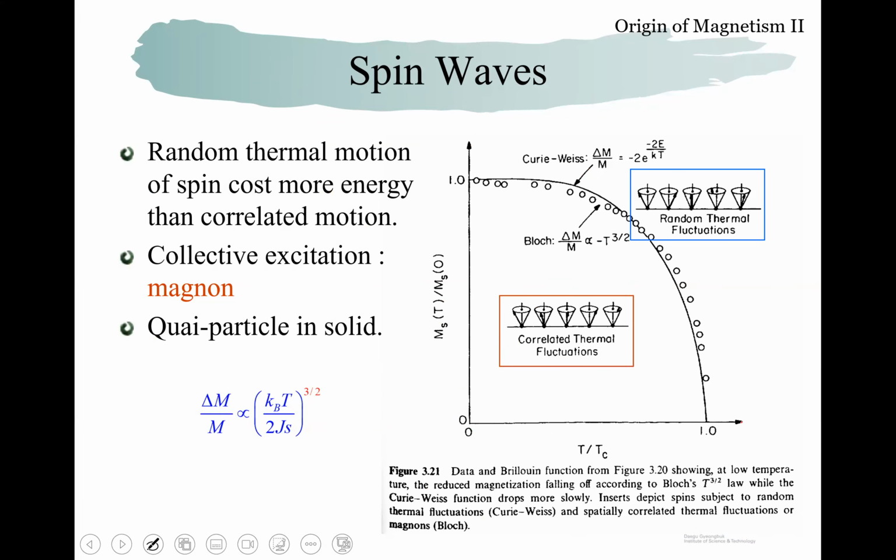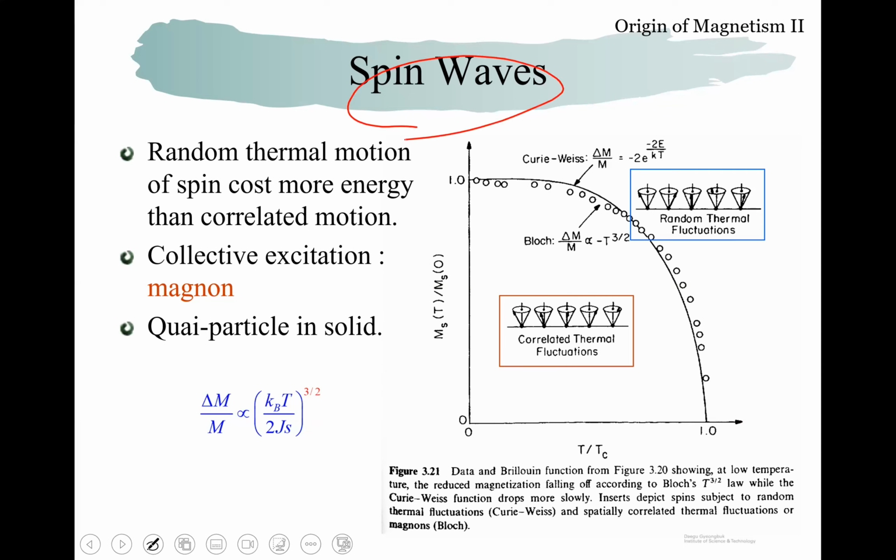As I mentioned, there is still some little deviation from this Curie-Weiss law, and such a difference can be explained by the so-called spin wave. Spin wave is a very important concept in ferromagnetic materials because we need to understand the spin wave to understand the behavior of the magnetic moment, especially at low temperature.